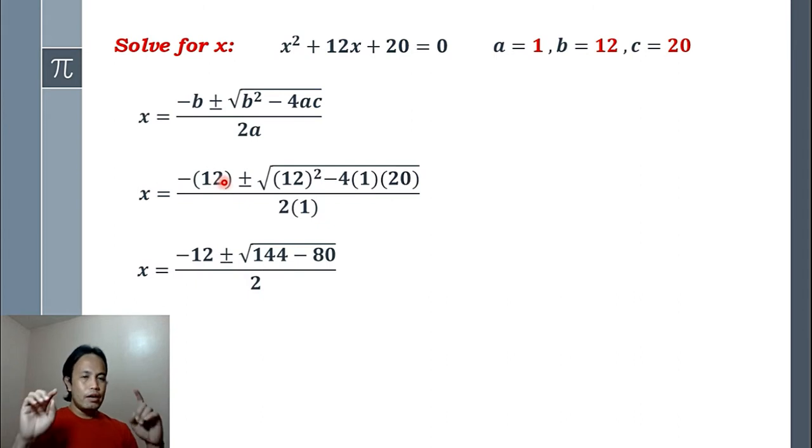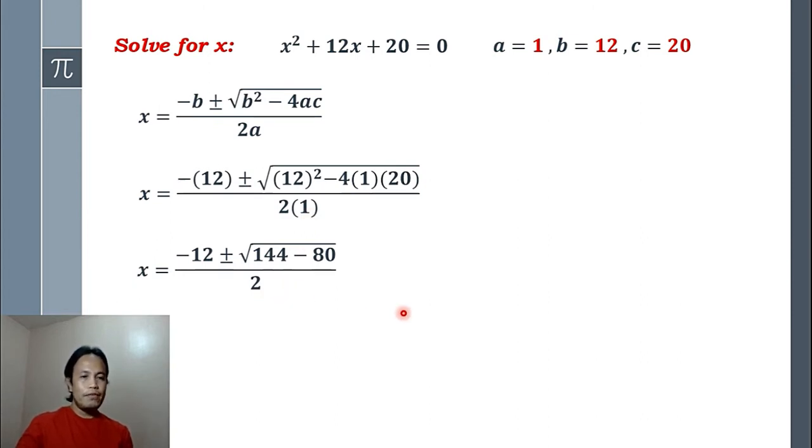We have here the b, which is positive 12, multiplied to the negative outside the parentheses. So we have here negative 12 plus and minus. 12 squared is, of course, 144. The square of 12 is 144. That means 12 times 12. Then negative 4 times 1 is negative 4 times 20 is negative 80. Then 2 times 1 is 2.